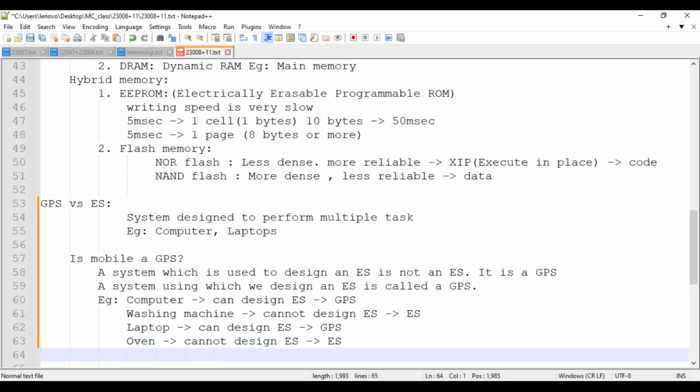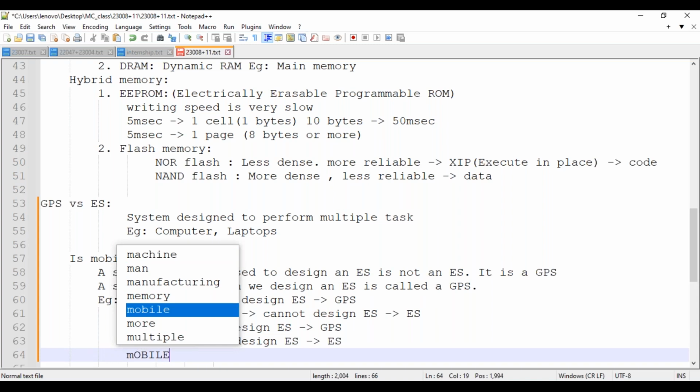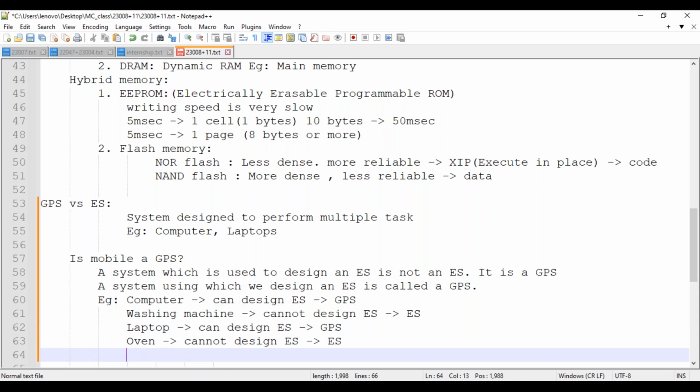Now, with all of these examples, I'll take an example of mobile phones. Do you think I can design an embedded system using mobile phones? Yes. So according to the statement, a mobile phone has to be put under general purpose system, correct? Mobile phones can be used to design an embedded system, and according to the definition we have made, it has to be put under general purpose system.